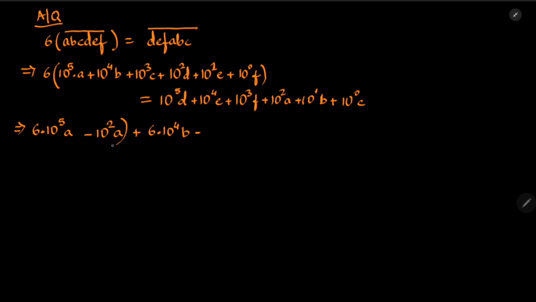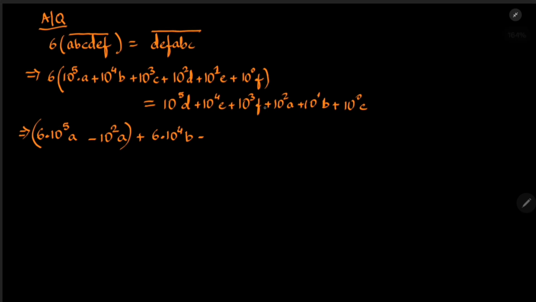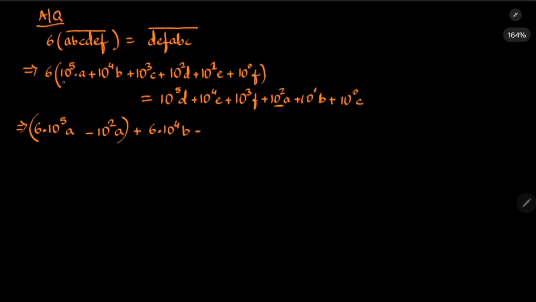So we'll get 6 into 10 to the power 5 a minus 10 square a. This 10 square a comes from the right hand side, as you can already see. The variable containing b will be 6 into 10 power 4 b minus 10 power 1 b. This 10 power 1 b comes from the right hand side of the equation in the previous step. This 6 into 10 to the power 3 c minus 10 to the power 0 c will come from the right hand side. And we are done.